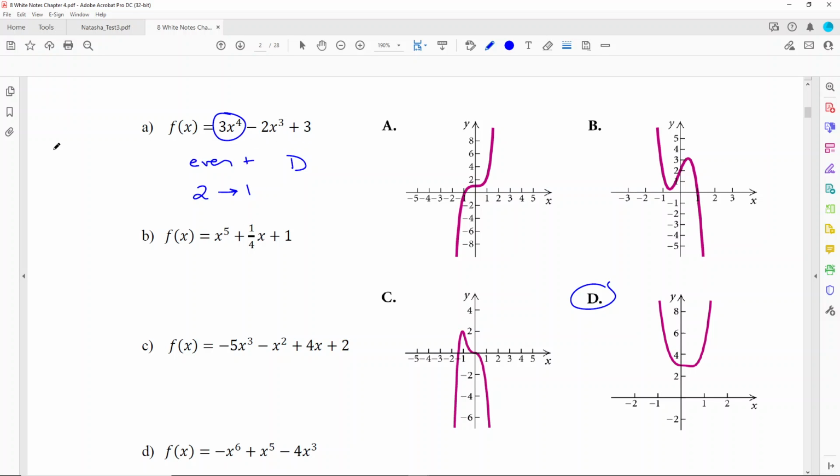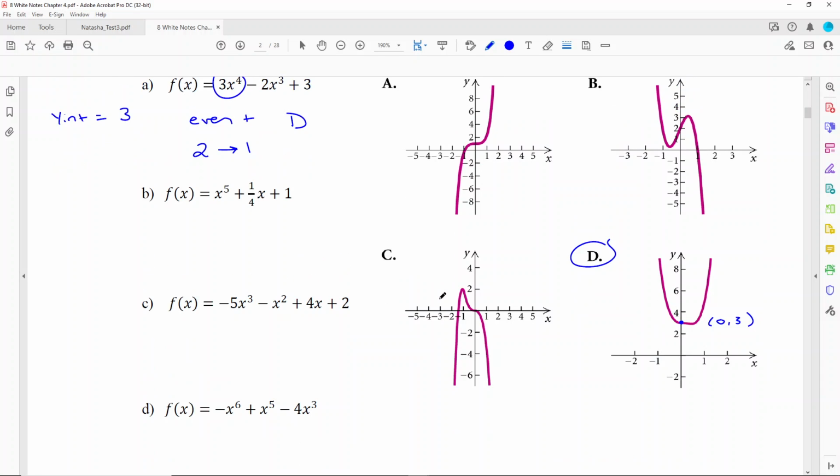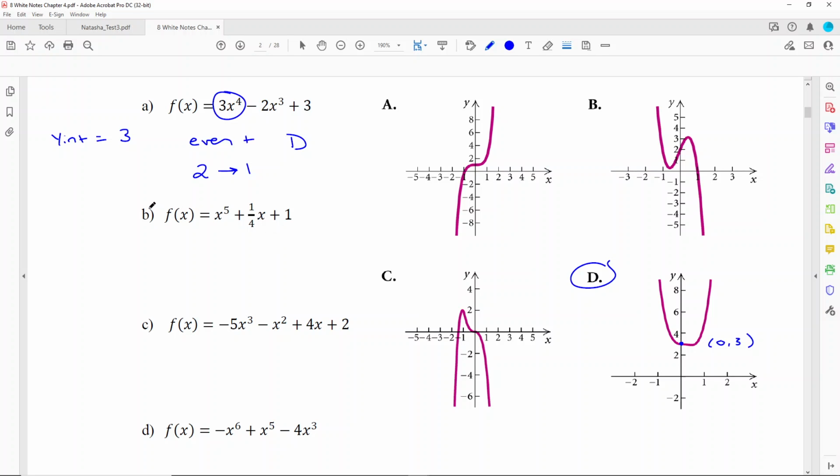So to find the y-intercept, you simply let x equal 0. So if I let x equal 0, 3 times 0 is 0, minus 2 times 0 is 0. In other words, all the x terms go away, and I'm left with just the constant 3. So I can double check. Yep, that graph has a y-intercept at (0, 3). All good. Okay, so I want you to pause the video, and try to identify which graph belongs to each of these functional equations.